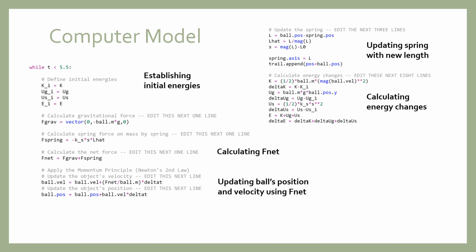In this section of the code, I first establish initial energies. Then I calculate F-net, which is then used in the position and velocity update formulas in order to update the mass's velocity and position. The mass's position is then used to update the spring length, and finally the mass's velocity, position, and the spring length is used to calculate the energy changes. Basically, this code predicts the future using the initial conditions I provided and provides the theoretical data later graphed.